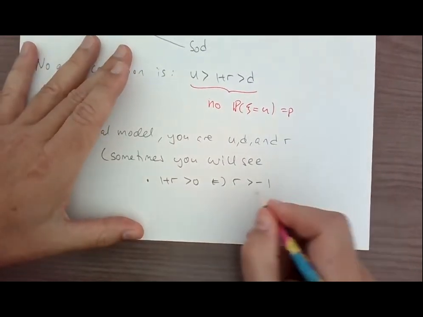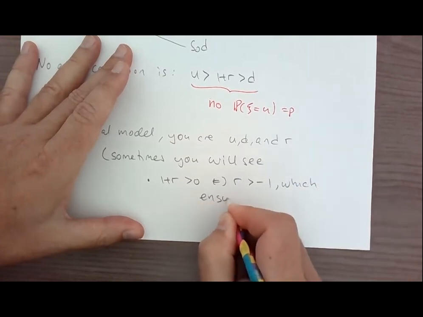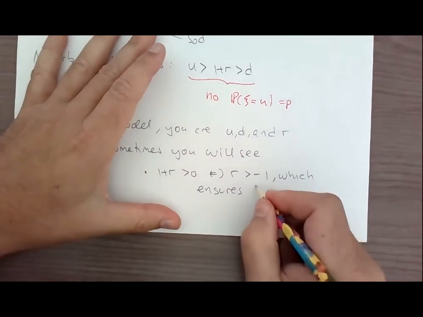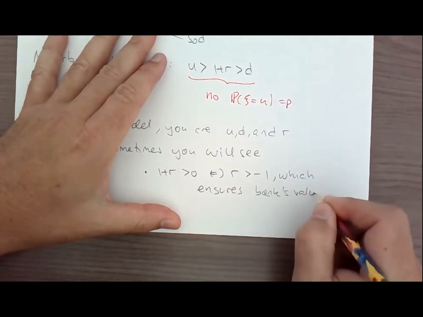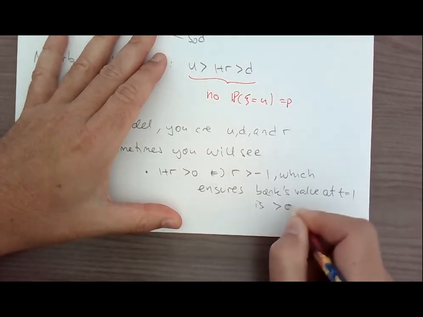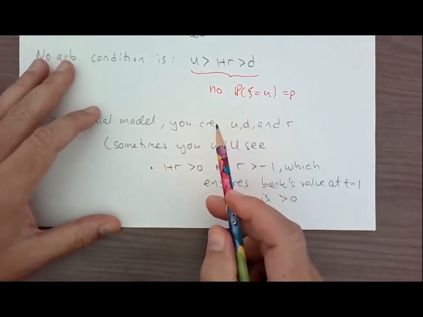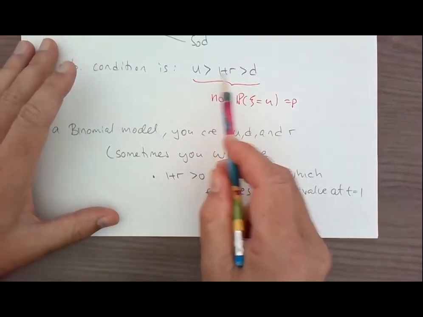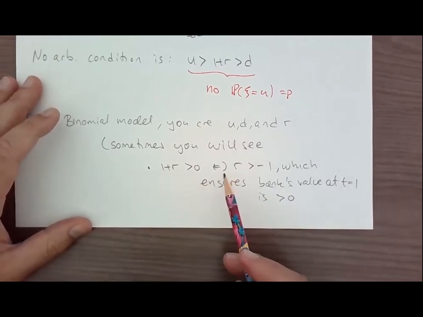And this ensures that the bank's value at time 1 is always positive. But that has nothing to do with no arbitrage. No arbitrage is just this condition here, and there's no condition that says that 1 plus R should be positive. But sometimes you'll see that.